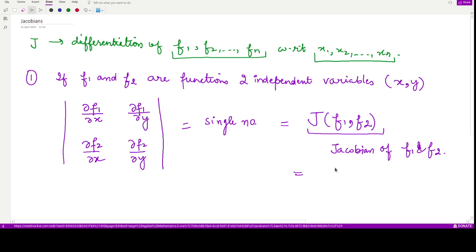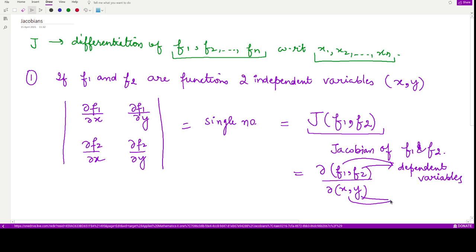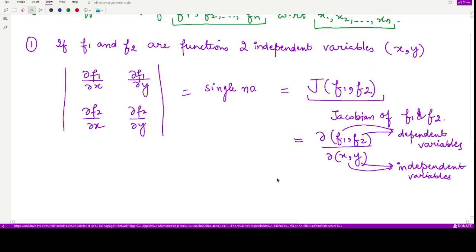In notation, it is represented by del of f1 comma f2 divided by del of x comma y. So here f1 and f2 are your dependent variables, and the variables x comma y are the independent variables. This is how you calculate the Jacobian when you have two functions.